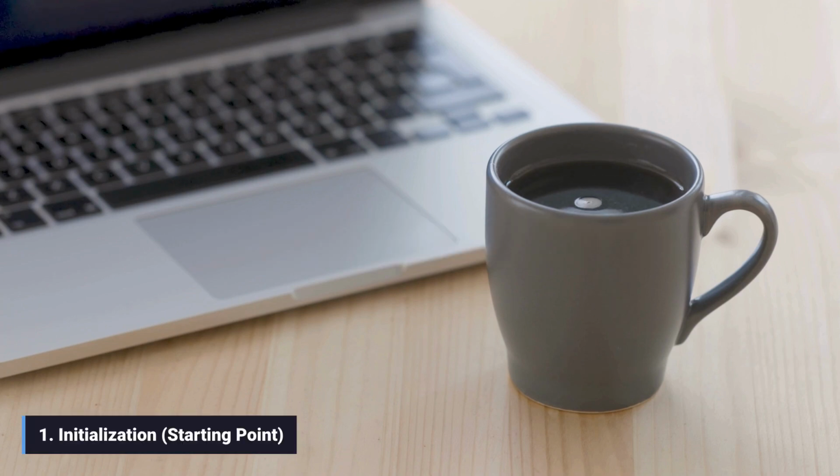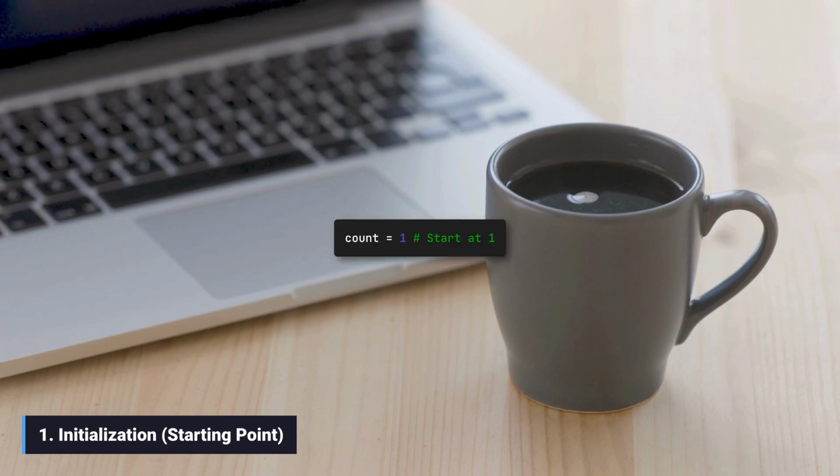1. Initialization. We need a counter variable to track our current number. Since we start at 1, we initialize the variable count to 1 before the loop begins.